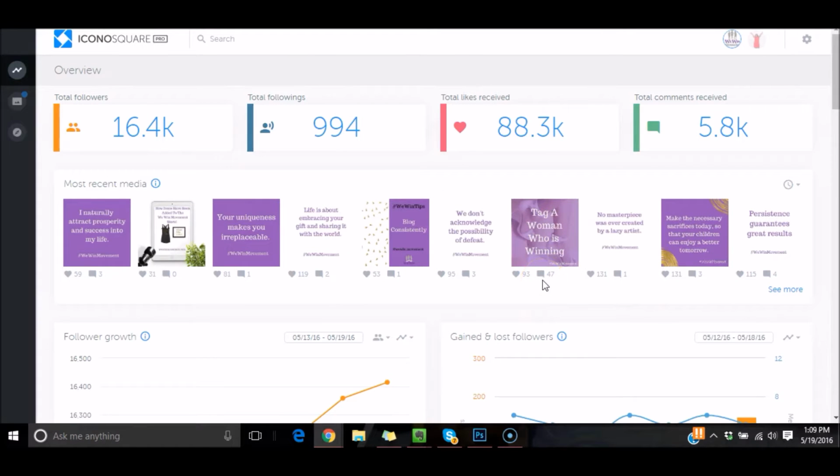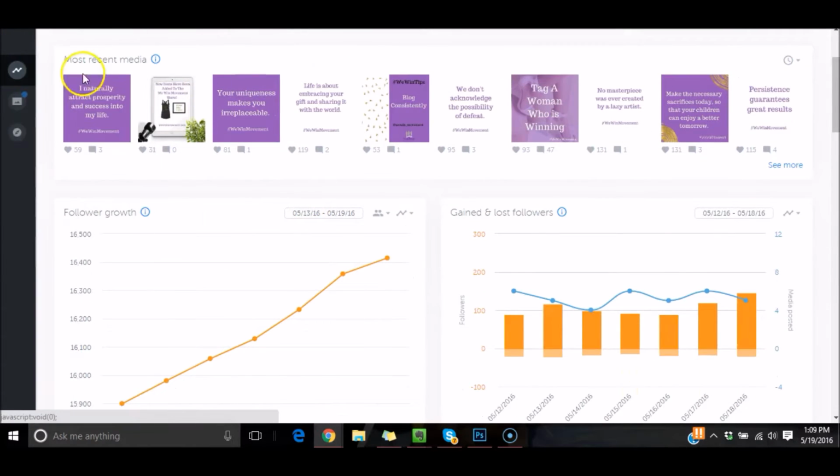Okay. All right. So what we did was we clicked overview, and this just gives you an overview of what's going on in the back of my page. All right, so we have 16.4K. We're following 994 people, and we've received total likes of 88.3K, and comments 5.8K. All right. Our most recent media is what you'll see up here.